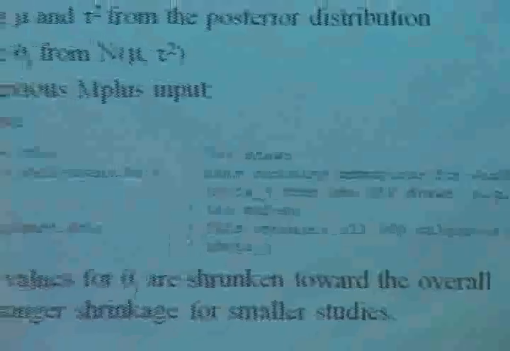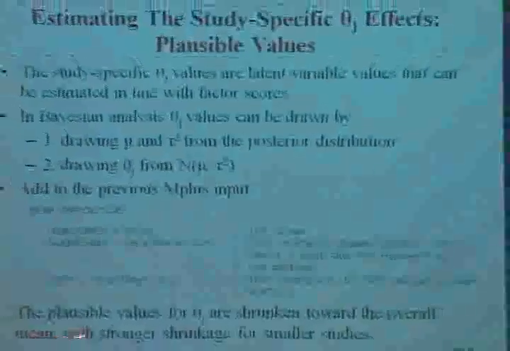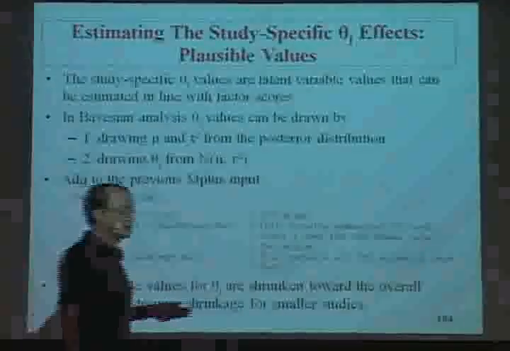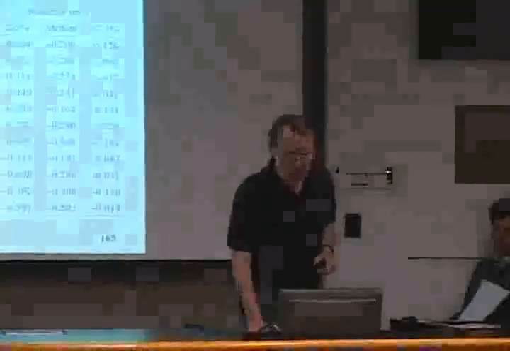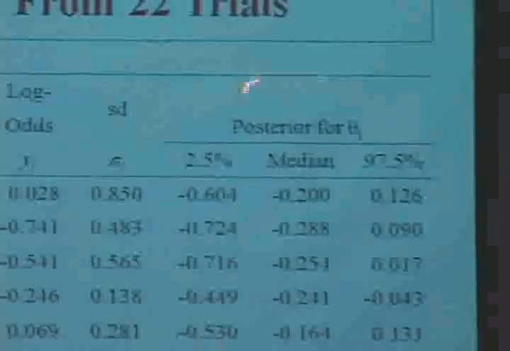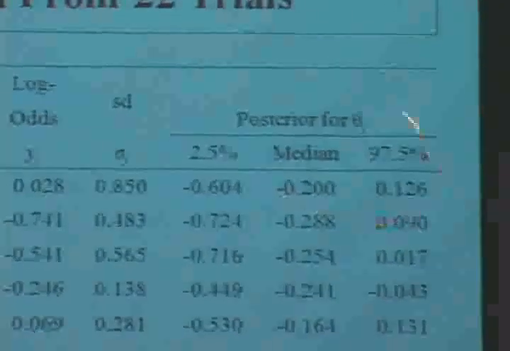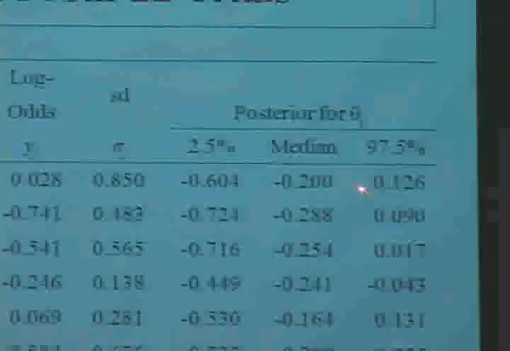And you will find then that the plausible values are shrunken toward the overall mean, mu, with stronger shrinkage for smaller studies. So if you look at it here, what we've done is we've added the last 3 columns. That's the posterior for theta j. That's from the plausible value distribution for theta j.